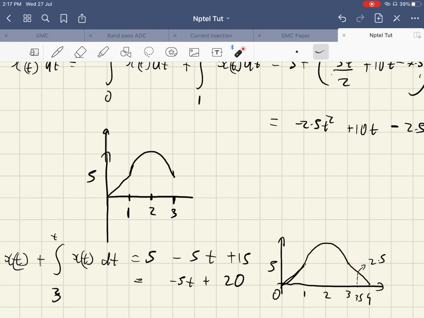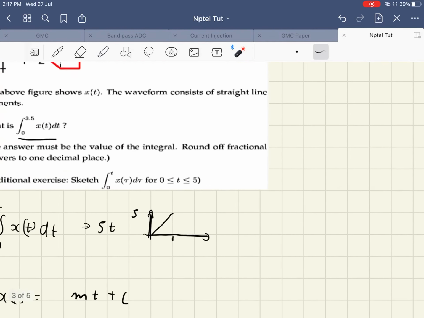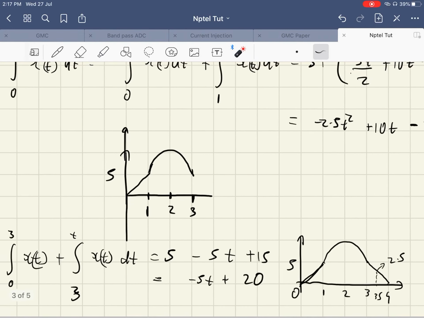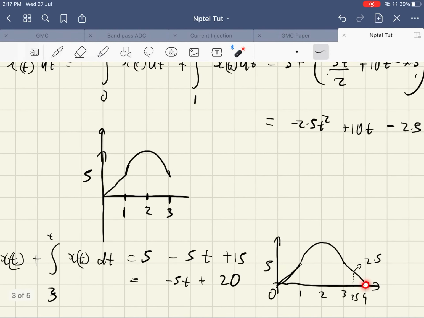Now from t equal to 4 onwards, since the derivative is 0, as we can see, after that x of t is 0, so integral of x of t will not change from the value at t equal to 4. And since the value at t equal to 4 is 0, it will just remain 0 for the rest of the time. Now, at the asked time t equal to 3.5, our value comes out to be 2.5. That can be easily calculated by this.